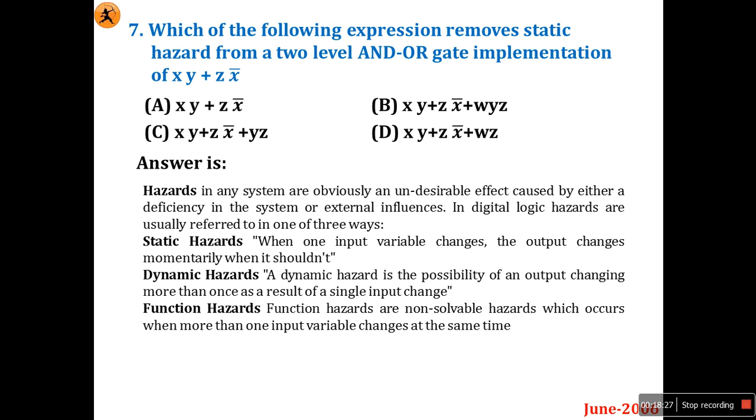This is a non-solvable hazard, which has more than one input but the output is the same. That is the non-solvable hazard. There are 3 types of hazard: static hazard, dynamic hazard, and function hazard. Okay, now come to the question.